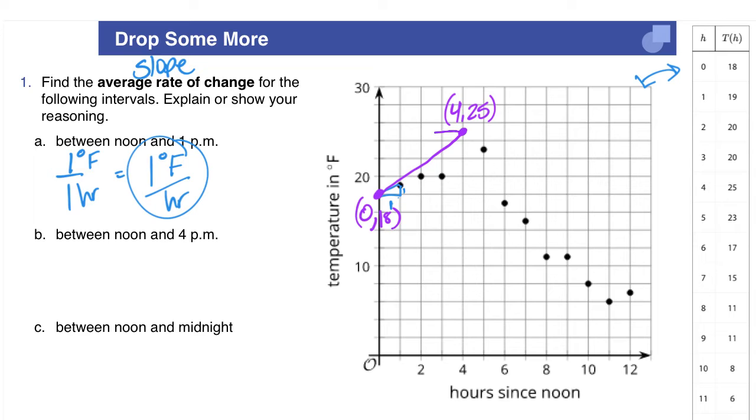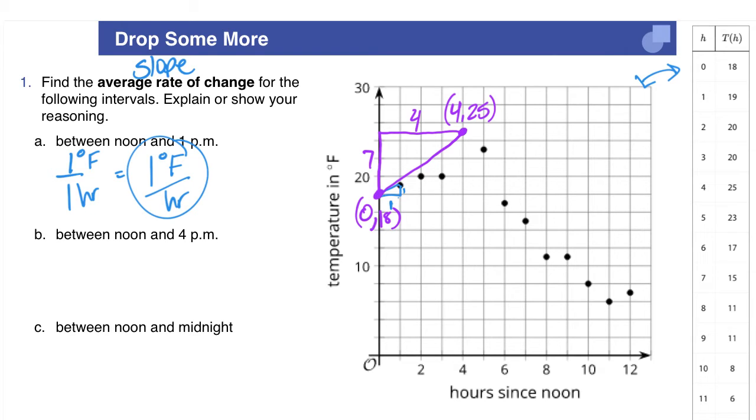I'm going to make my slope triangle. I'm going to have it go the other way this time. It doesn't matter which way we go, but I'm going to put my distances on here. And I can see that my run here is 4. My rise, it's not going by ones. It's going from 18 up to 25. So that would be 7.